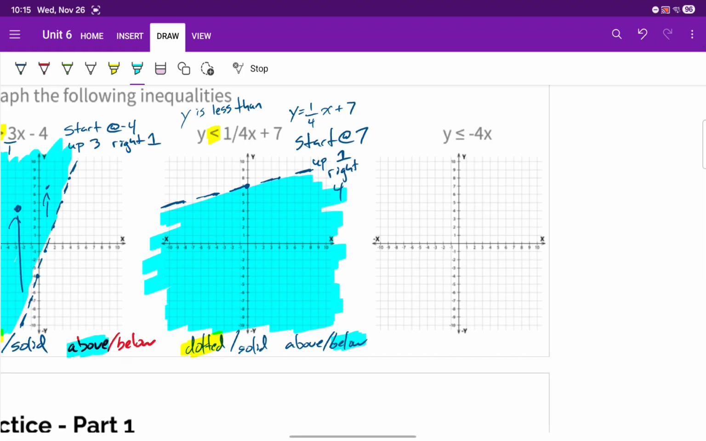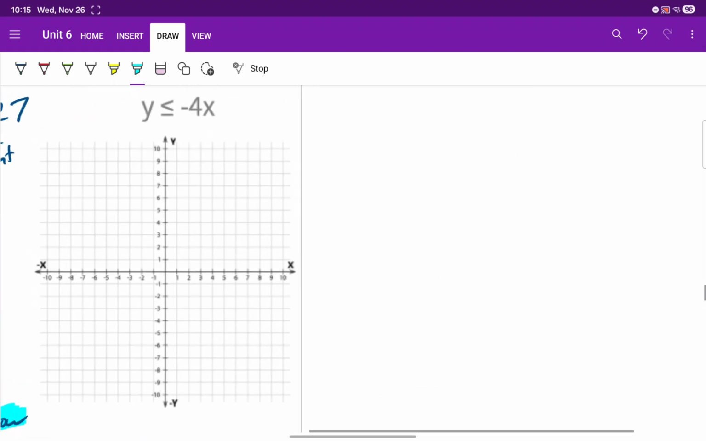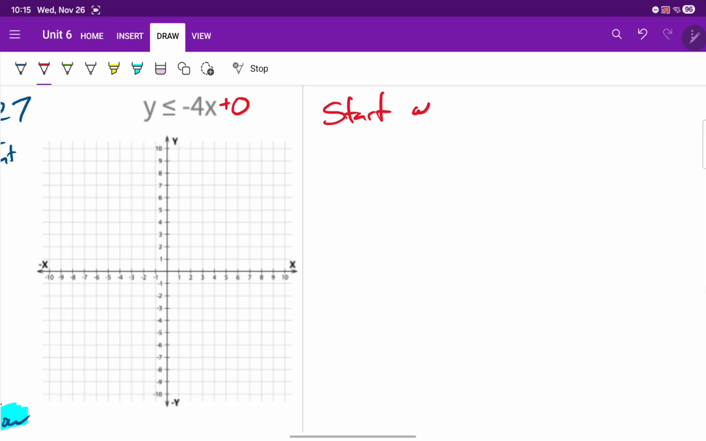And my last one. Let's do one more. y equals -4x. This is like -4x plus 0. So we are going to start at 0. And this is like -4 over 1, right? Always we got our invisible numbers there. So that's going to go down 4 and right 1. Start at 0. We're going to go down 4, right 1, down 4, right 1, or going the opposite direction. Up 4, left 1, up 4, left 1.